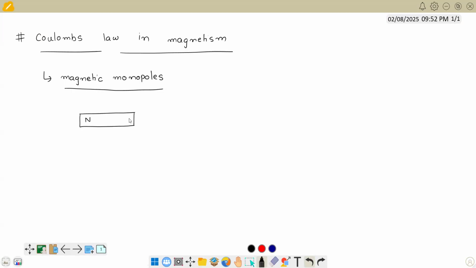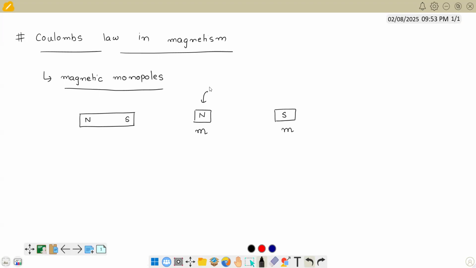There would be north and south pole as a combination. But in Coulomb's law of magnetism, we will assume that our north can exist separately and our south can exist separately, and each one will have a magnetic pole strength of M. This is similar to charge of a bar magnet. So magnetic pole strength M and magnetic pole strength M.